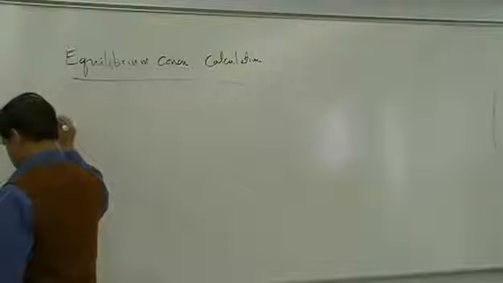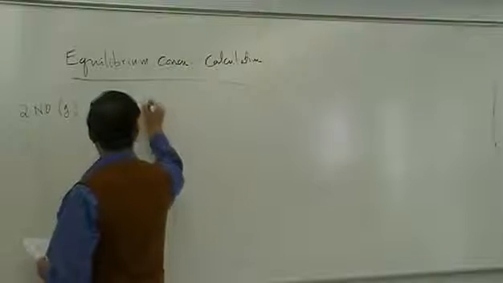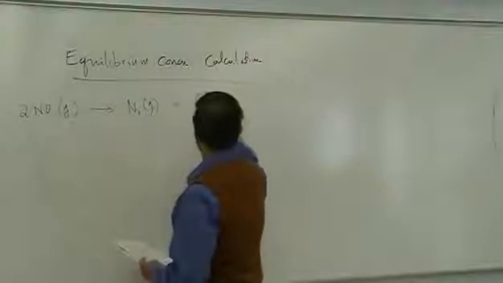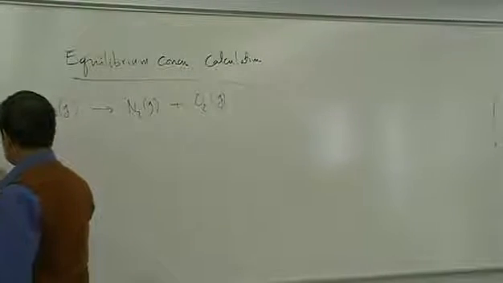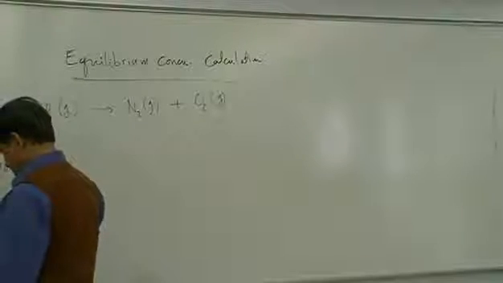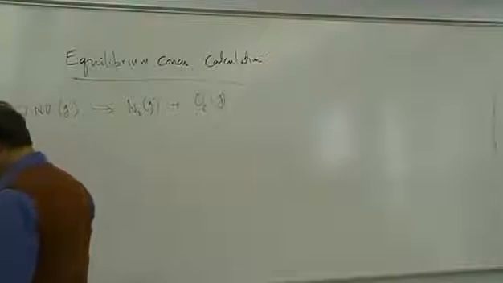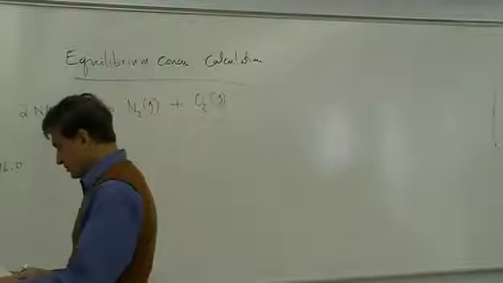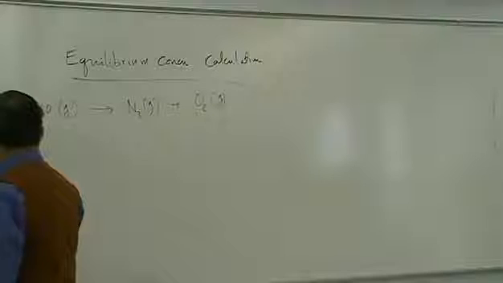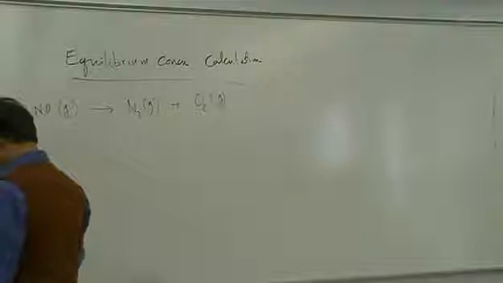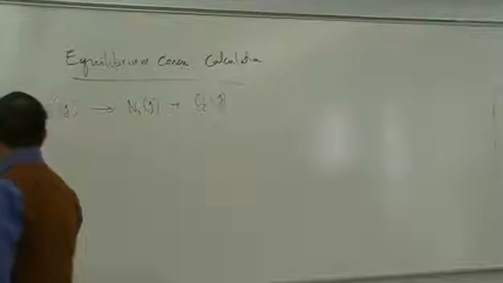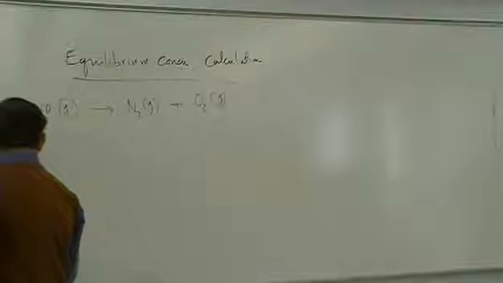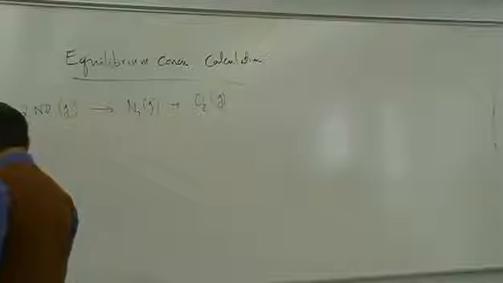2NO gas giving N2 gas plus O2 gas. Say Kc is given, Kc equals 16.0. And we need to know what is the equilibrium concentration of NO, nitrogen, and also oxygen.